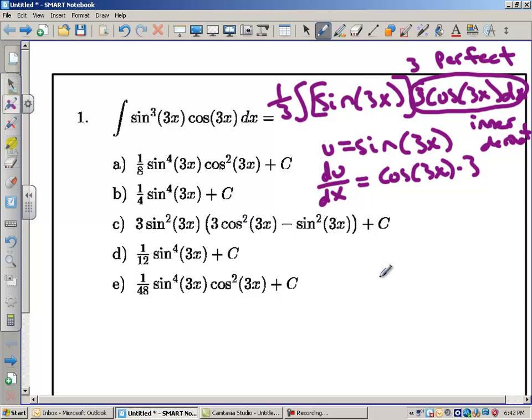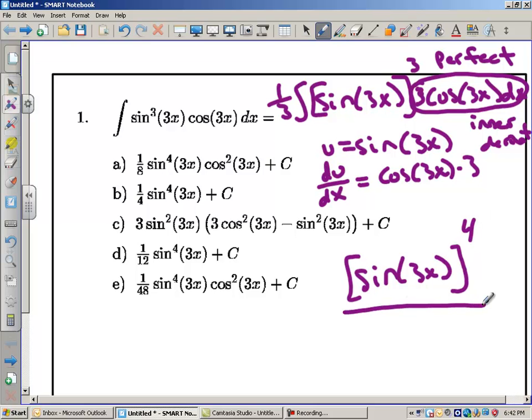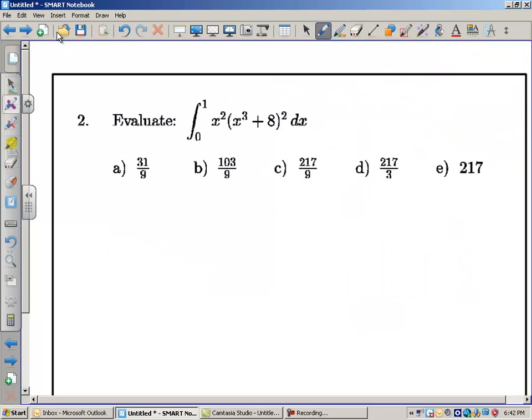So my antiderivative is going to be the sine of 3x to the fourth over 4, but we also have that 1/3 there. And so that becomes 1/12 sine of 3x to the fourth plus c. And so that is why it is d. 1/12 sine to the fourth power of 3x plus c. Alright, so that looked pretty messy, but believe me, I'm very thankful that that cosine of 3x was there. Alright, now let's do a different one.